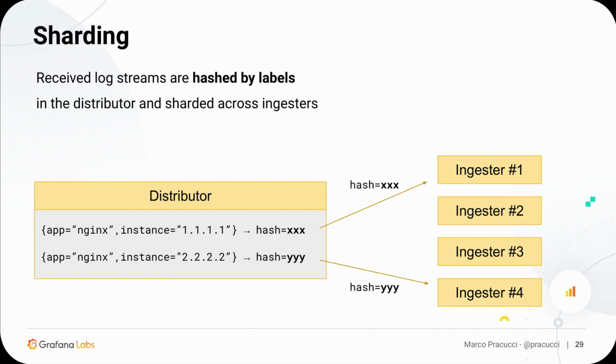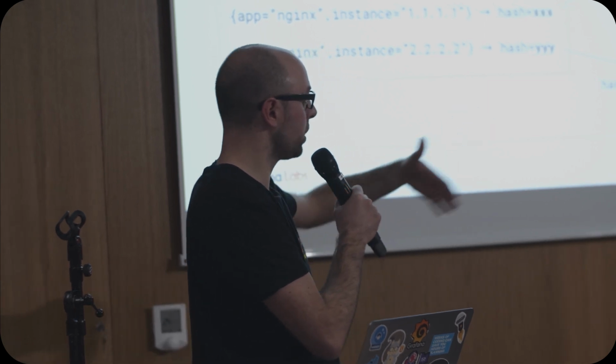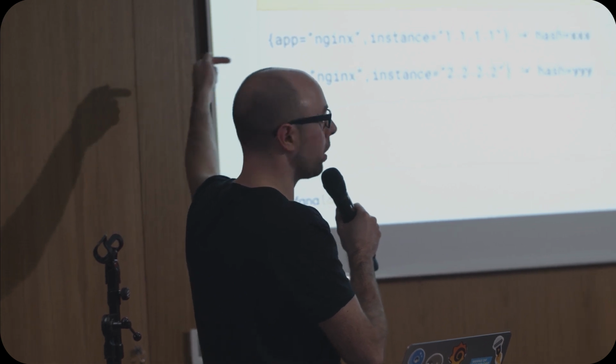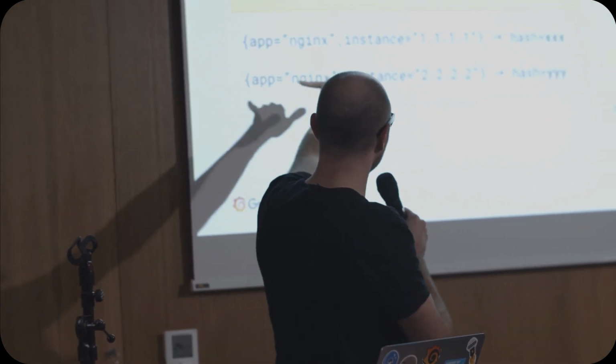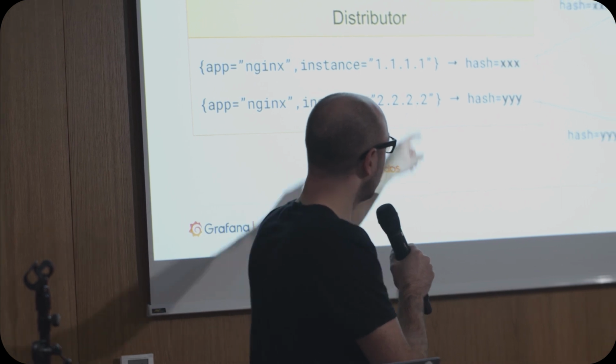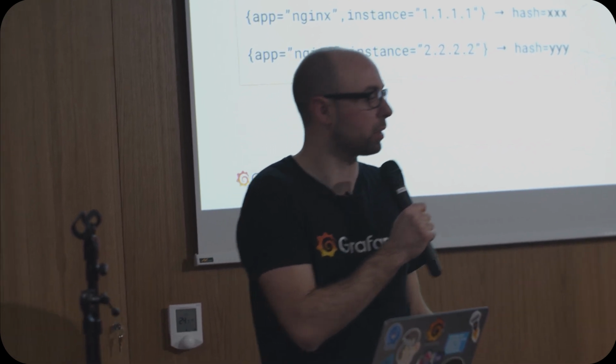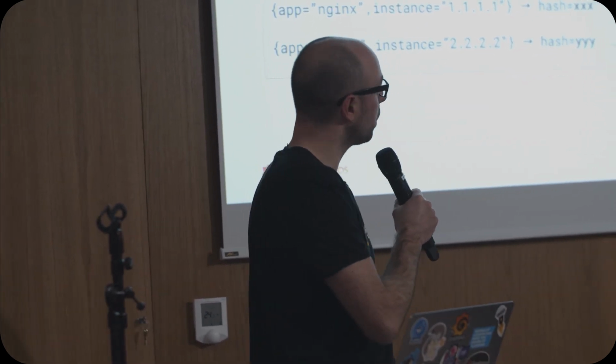Since the ingesters need to keep all the logs in memory for a short time until we build up the chunk, which is then flushed to the storage, if you have a high volume of logs, you will probably need to horizontally scale those ingesters. So the distributor, given each single log received in input, computes a hash of the label set, and given this hash, picks one of the ingesters from the pool of available ingesters to which the specific log should be pushed.